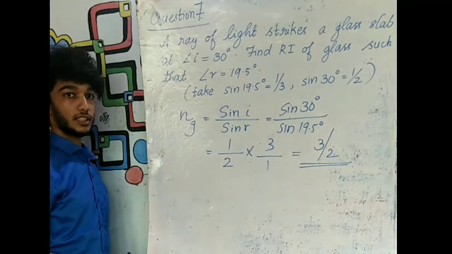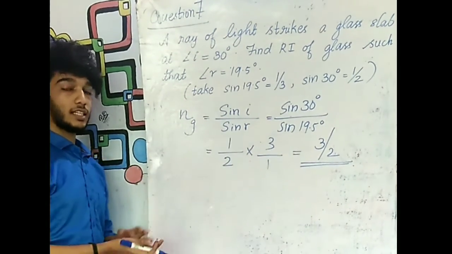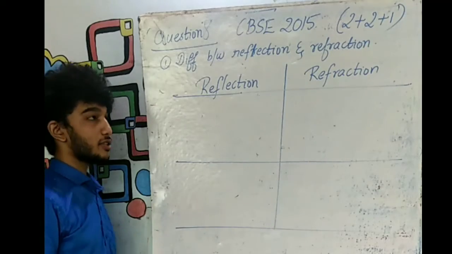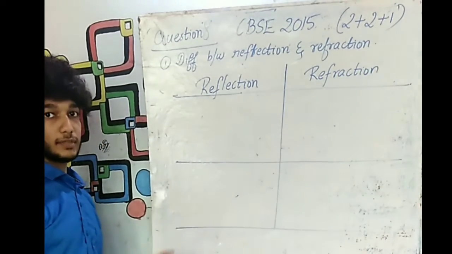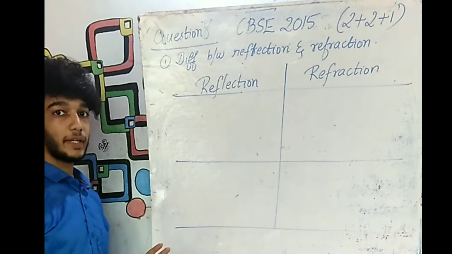You will get 2 marks for this, for writing the equation and for writing the answer, 1 mark each. So next question, the last question of this module. It's asked by CBSE in the year 2016. It's a 5-mark question. Let us discuss it part by part.